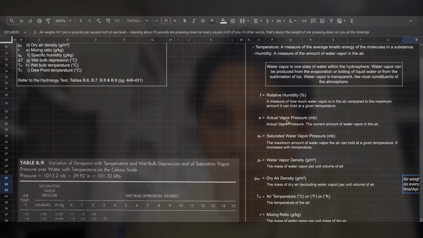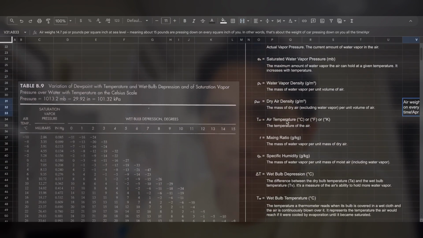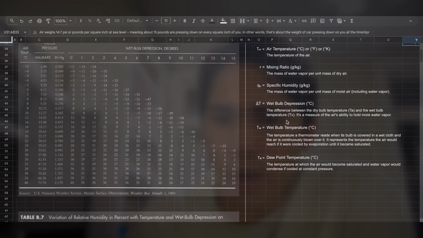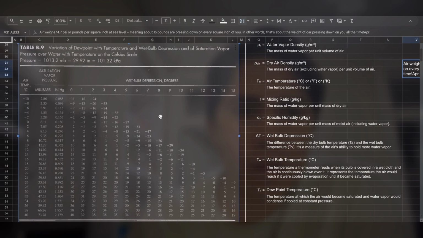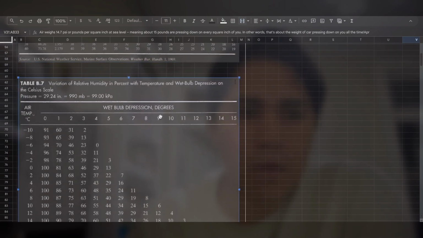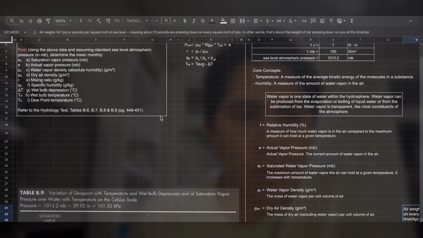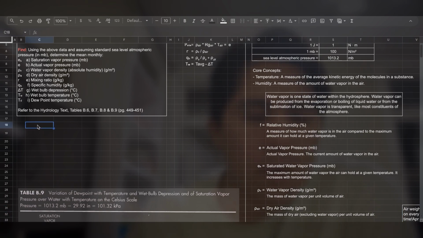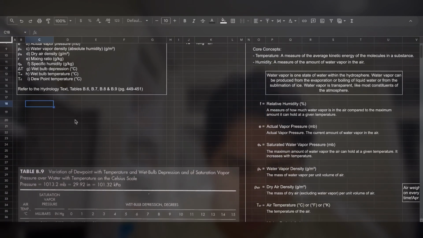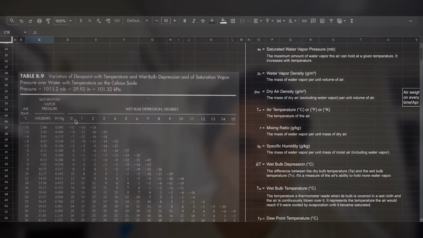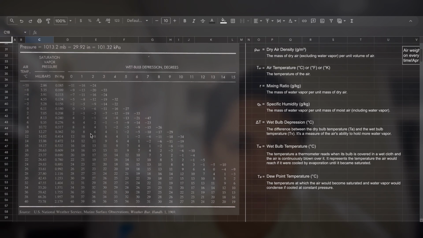Again, all the definitions of what each term means are here. You can pause it if you want to be reminded. And we're going to use table B.9 and table B.7 to solve for some of these terms. So starting with part A, we're asked for the saturation vapor pressure. For that, we're going to use table B.9, because the table helps us find the saturation vapor pressure.